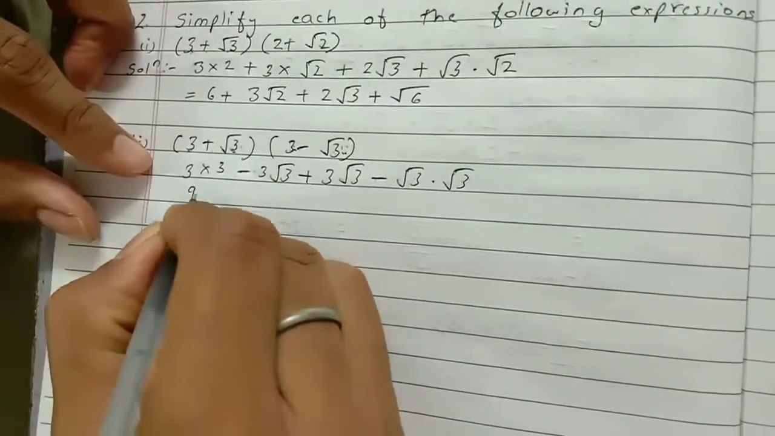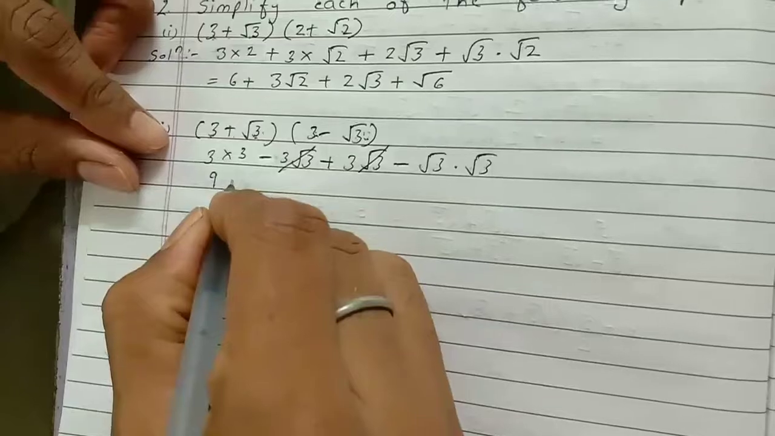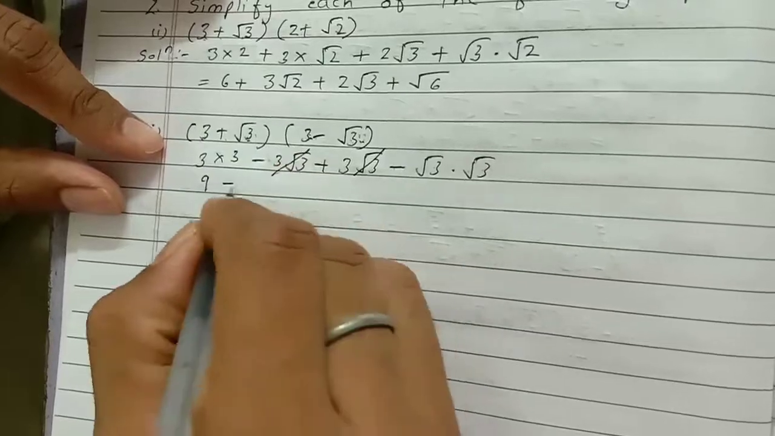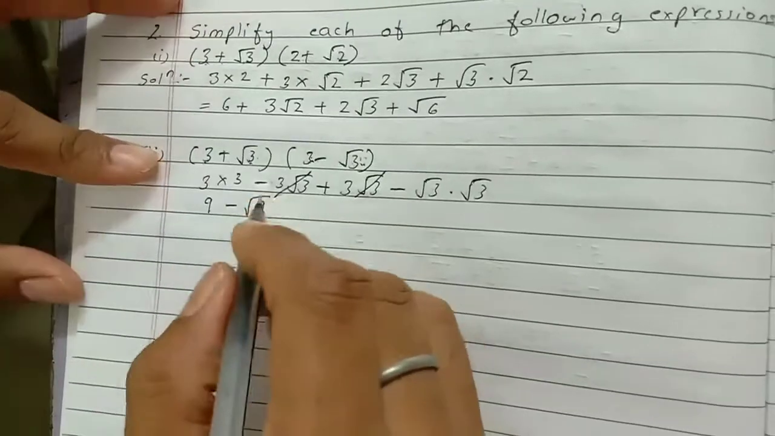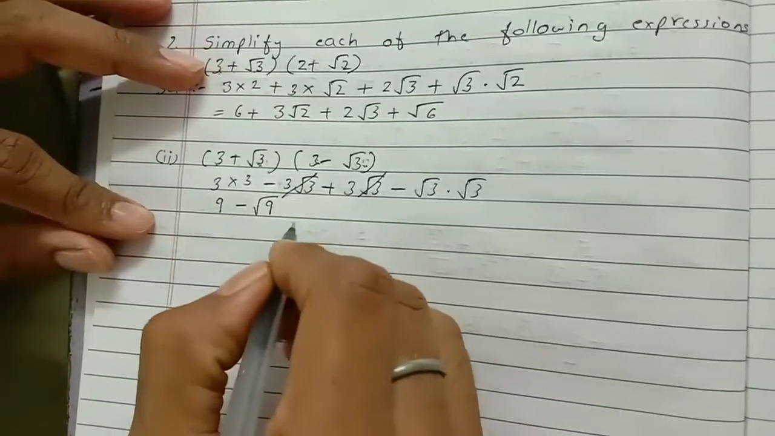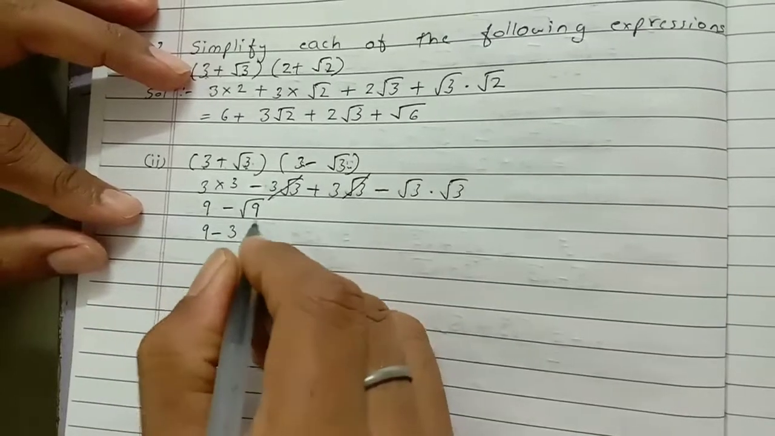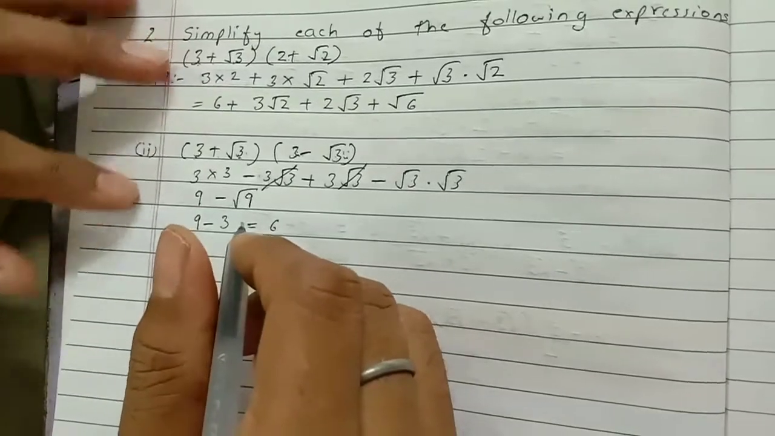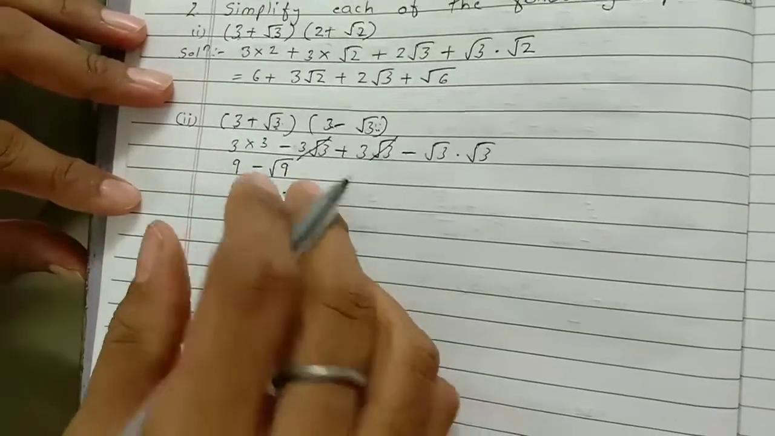So 3 3s are 9, plus root 3 and minus root 3 get cancelled, and here it will be minus root 3 into root 3 is root 9. So this is the answer. You can solve this further, since the value of root 9 is 3. So 9 minus 3 is 6. So the answer is 6. Now we'll do the third and the fourth one as homework.